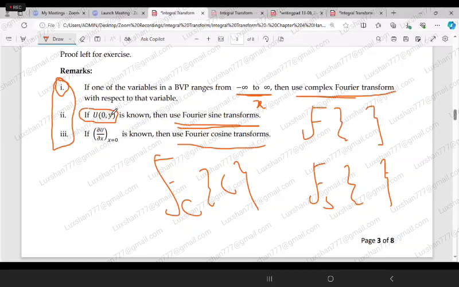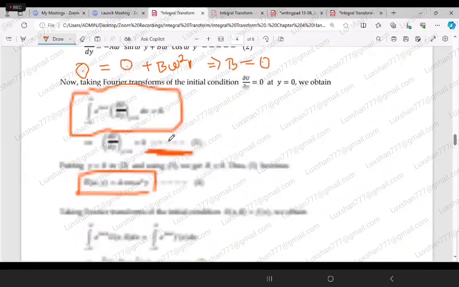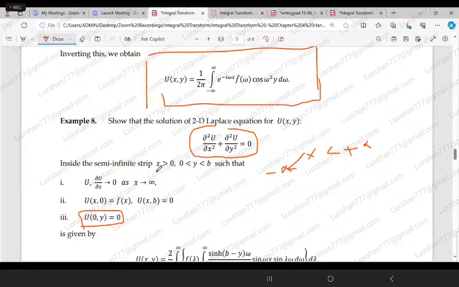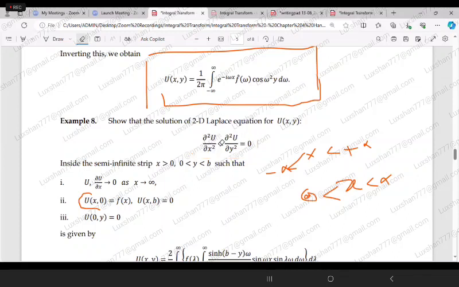Now, in the second example, the x variable is only greater than 0. That means x is between 0 and infinity. Therefore, we cannot use the Fourier complex transform. Meantime, we know u(0, y) also. Therefore, for this problem we want to use the Fourier sine transform. So we have to take the Fourier sine transform of this function.